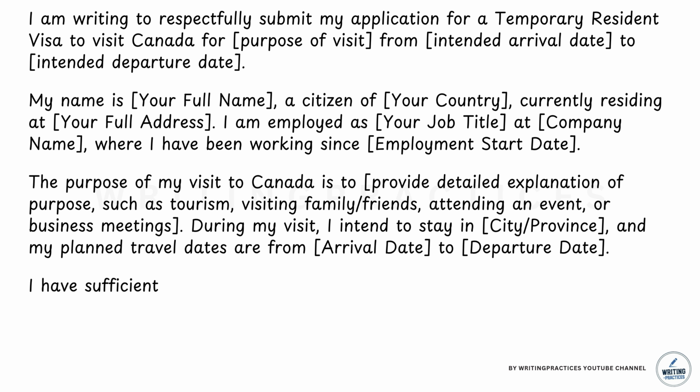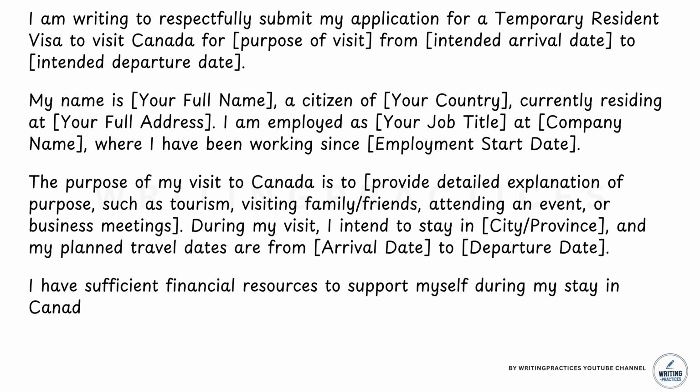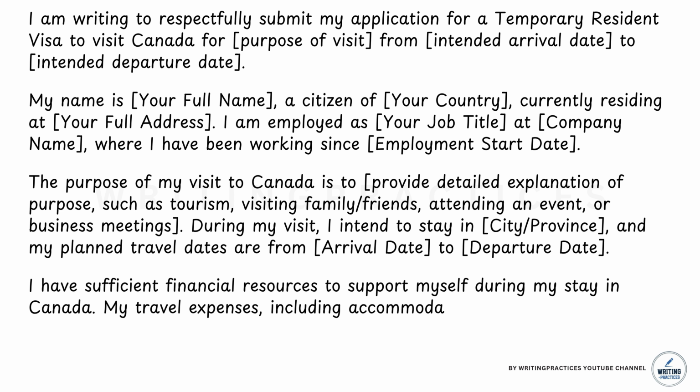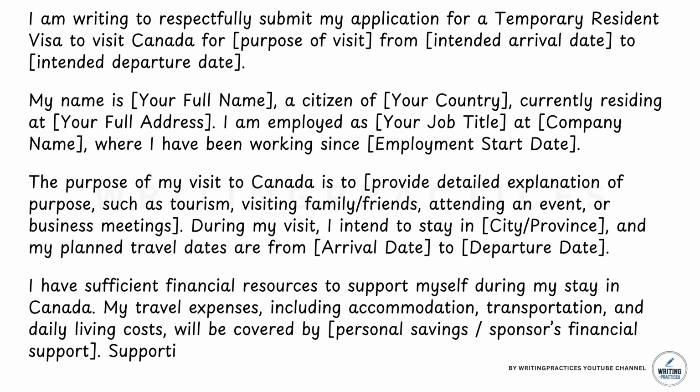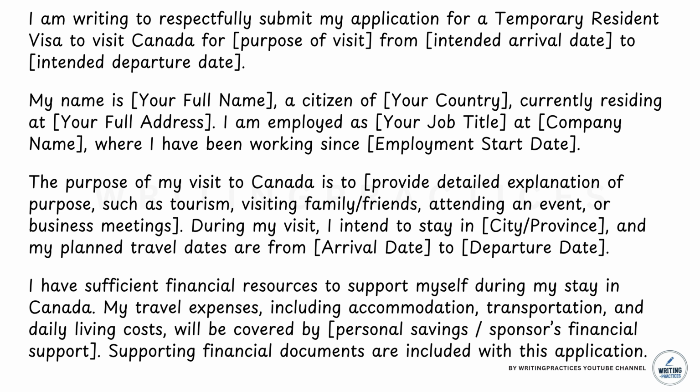Paragraph 4. Financial capability. What to write here is how your trip will be funded. For example, I have sufficient financial resources to support myself during my stay in Canada. My travel expenses will be covered by my personal savings, and supporting bank statements are included with this application. Why is this important? This proves you can financially support your visit without overstaying or seeking unauthorized work. Mention only funding sources you can prove with documents.